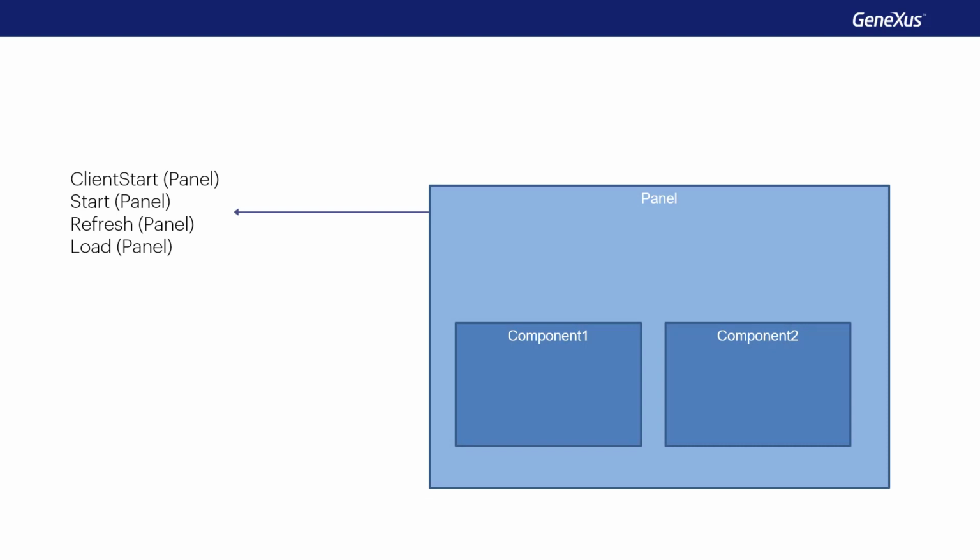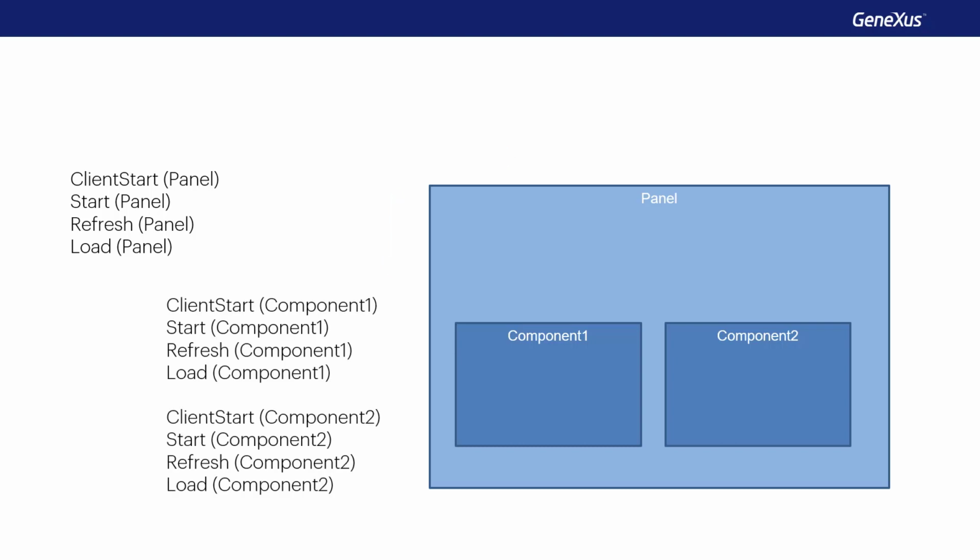First, the events of the panel containing the components will be fired in the usual order we saw before. That is, client start, start, refresh, and load. Then, from top to bottom, and from left to right, the events of each panel included as a component, also in the usual order.